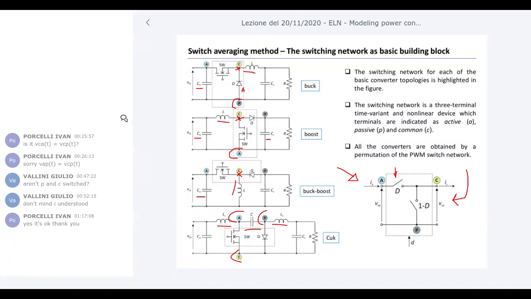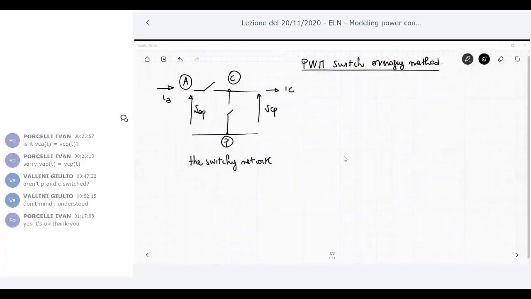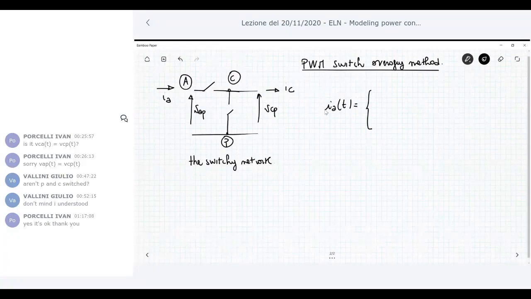We can say that this always happens. So this is our model. What kind of equation can we write down for this tripole? We can say that the current IA of t, which flows in the left side port, is equal to what? Now we have to divide into 2 different domains.